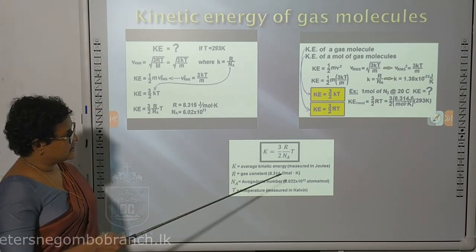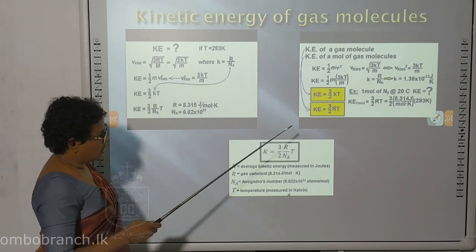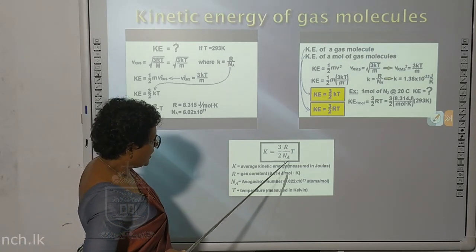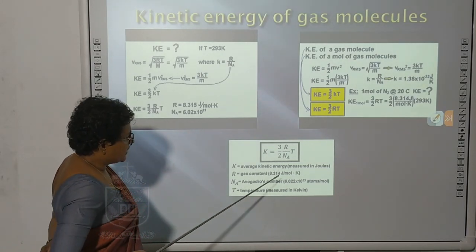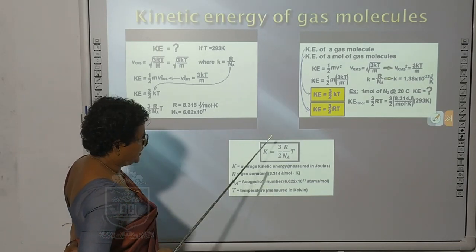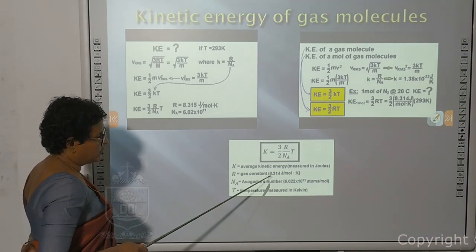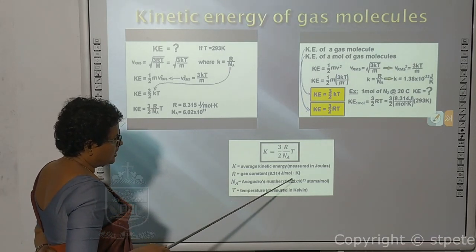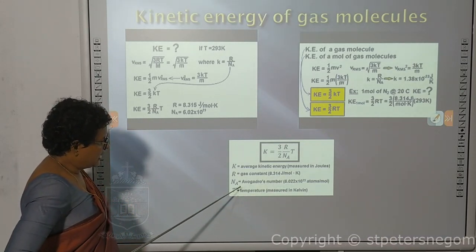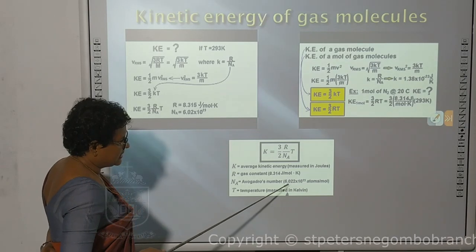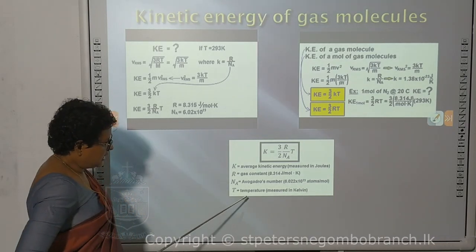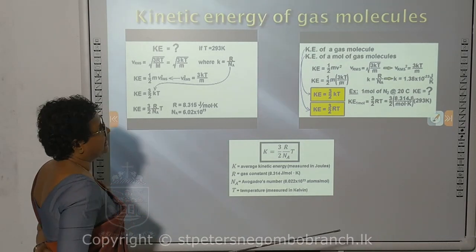This is the kinetic energy of a gas molecule, 3R divided by 2 Na T. K is the average kinetic energy, right? And R is the gas constant, which is 8.314 joules per mole per kelvin, and Na is Avogadro's number, right? This is the Avogadro's number. T is the temperature measured in kelvin.